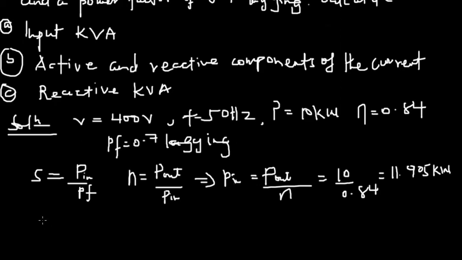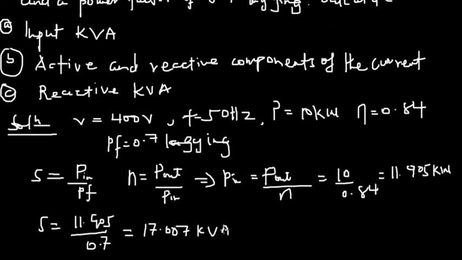From here you can find our apparent power. We have 11.905 divided by our power factor, 0.7 lag. When you punch this on your calculator, you end up with 17.007 kilovolt amperes. Now that's our input apparent power.